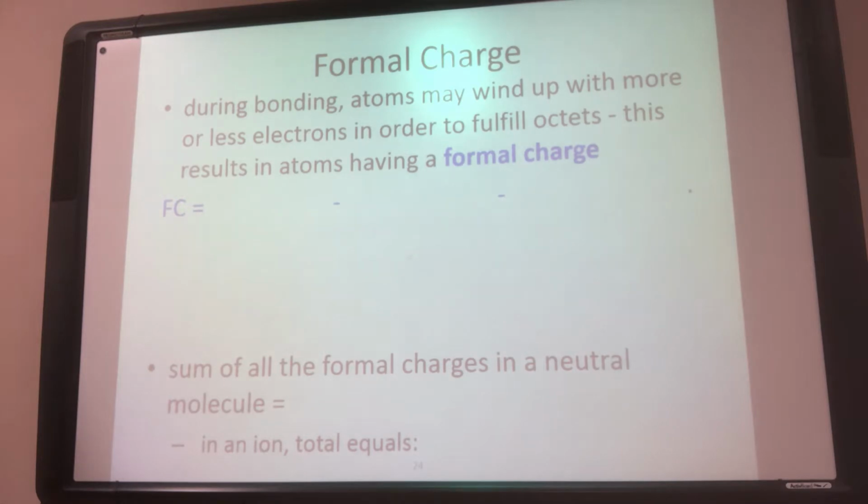Okay? So it's not the same as a cation or anion, because cations and anions are when they're just an element chilling by itself. Okay? This is when the element is bonded. So that's why it's a little different.